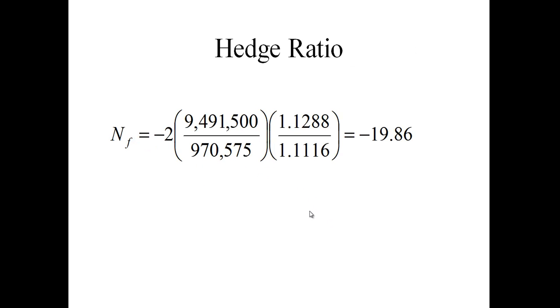Okay, so we can plug those numbers in. The duration ratio is minus 2. 180 over 90 is 2. And so what do we get? This is the size of your commercial paper issue. This is the price of the Eurodollar futures contract. These are the ratios of the two yields. And what do we get? 19.86, actually negative 19.86.